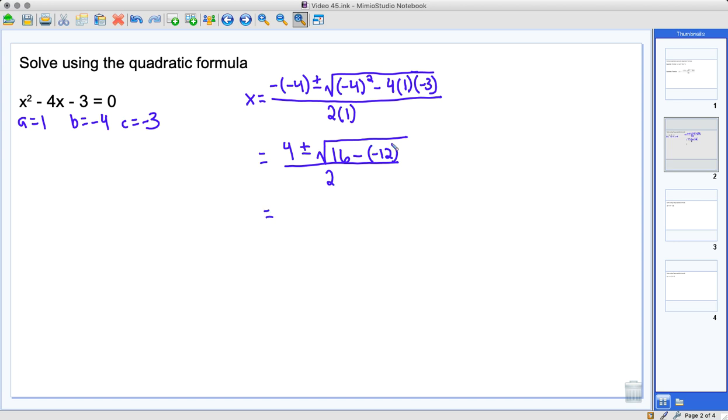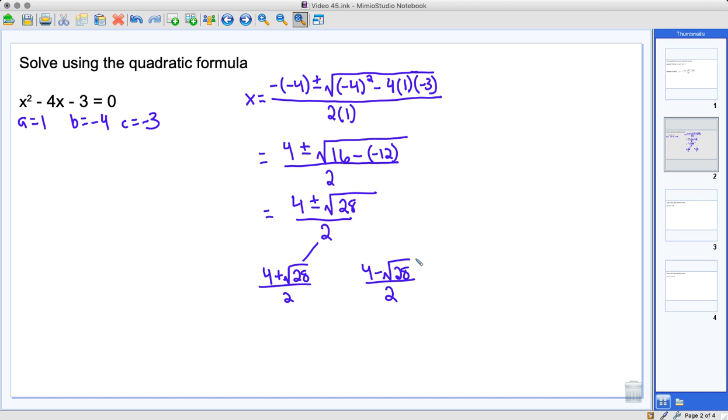So then I'm going to simplify what's underneath my square root. So you get 4 plus or minus the square root of, so 16 minus negative 12 is actually 16 plus 12, which is 28, all divided by 2. From here, you're going to create two different expressions to type into your calculator. You're going to have 4 plus the square root of 28 divided by 2, and 4 minus the square root of 28 divided by 2.